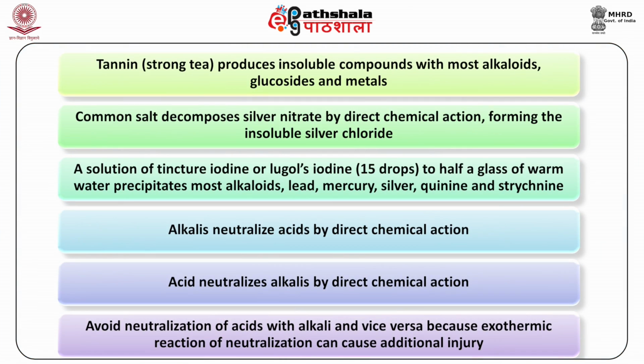Some other examples are as follows. First is tannin, meaning strong tea, which produces insoluble compounds with most alkaloids, glucosides and metals. Next is common salt, which decomposes silver nitrate by direct chemical action, forming the insoluble silver chloride. Next, a solution of tincture iodine or Lugol's iodine, 15 drops to half a glass of warm water, precipitates most alkaloids, lead, mercury, silver, quinine and strychnine.